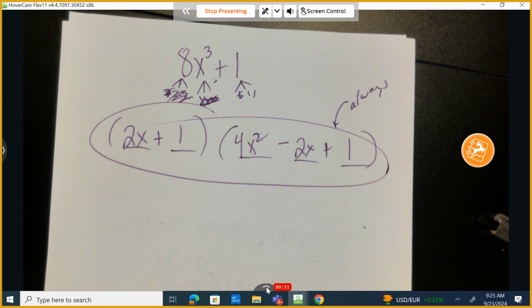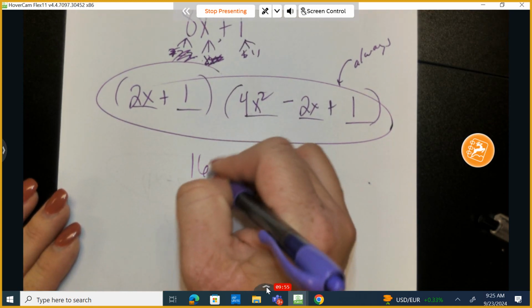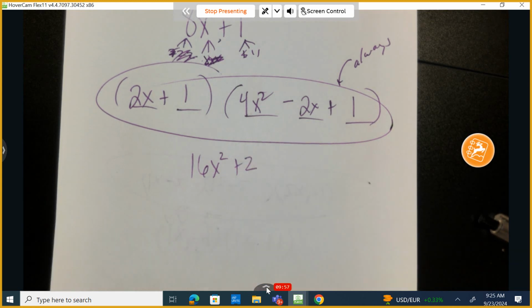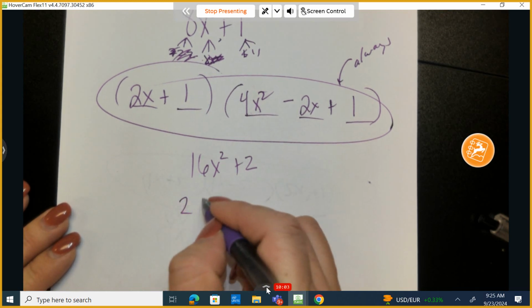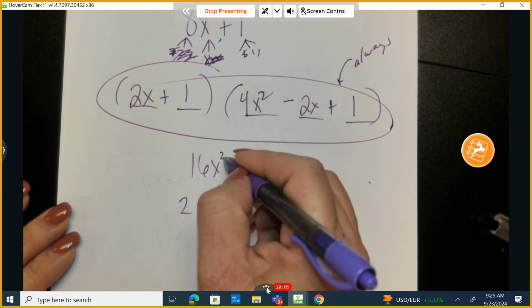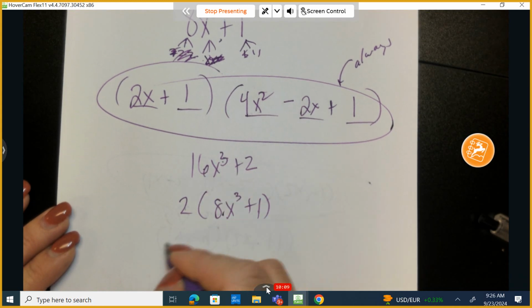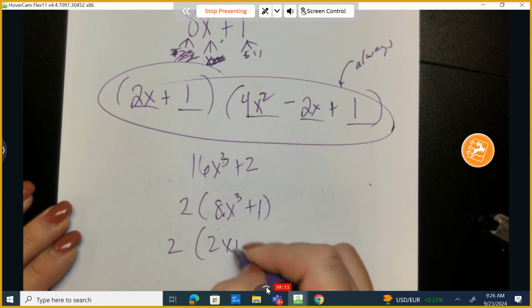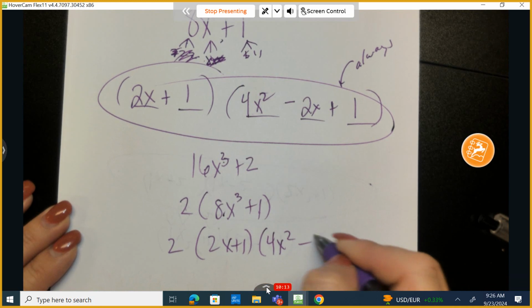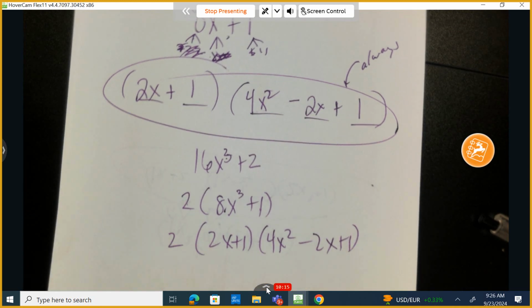Sometimes it disguises itself. So sometimes, I'm not going to do this whole thing, but let me just show you. Sometimes it looks like this, and you may think, there's nothing I can do. Like 16 and 2, they're not perfect cubes. But notice that 16 and 2, you could factor out a 2 and you get 8x cubed plus 1, from 16x cubed plus 2. And then you'd get the exact same thing in the end. The only thing you had to initially do is first factor out that 2, and then you could proceed with the sum or difference of cubes.